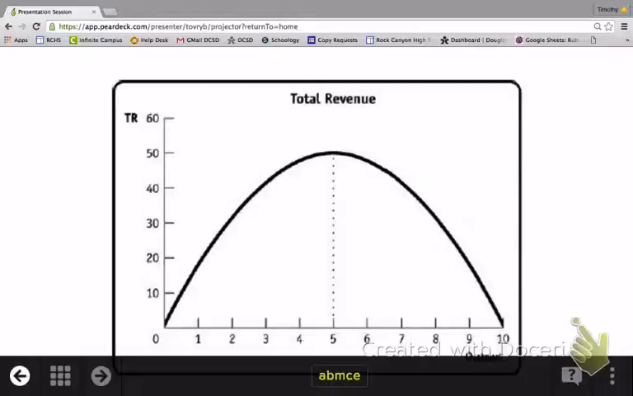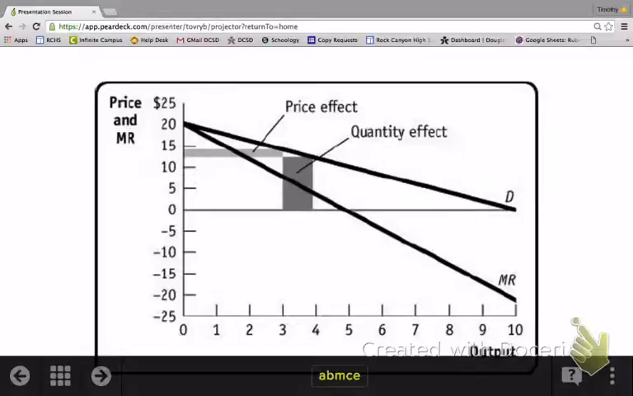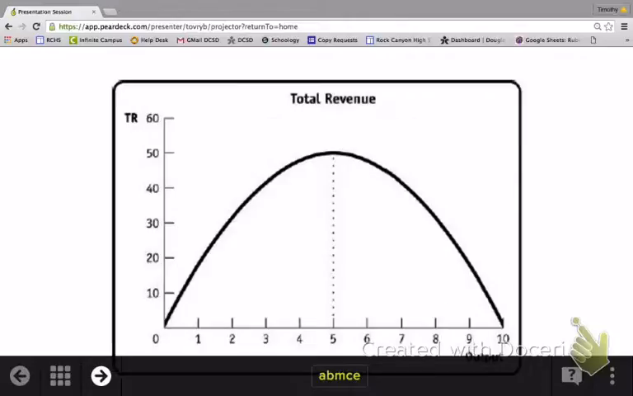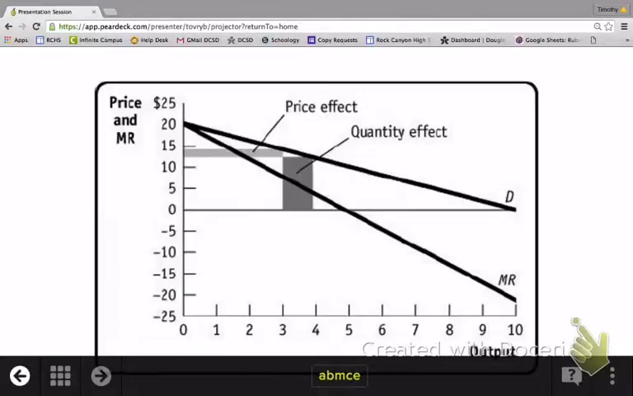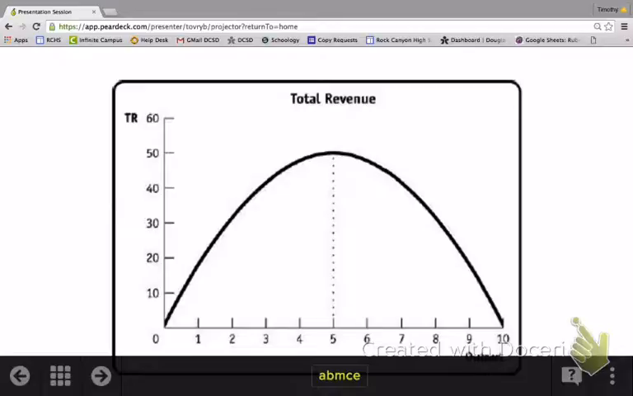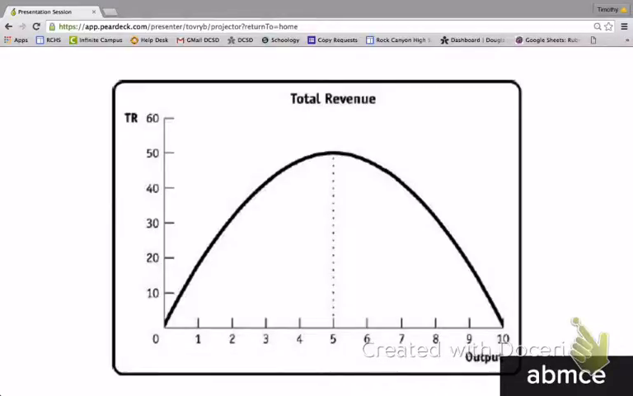If we compare these 2 graphs quickly, it illustrates the relationship between marginal revenue and total revenue. Marginal revenue is the slope of the total revenue curve. From units 0 through 5, you see marginal revenue is positive and total revenue is rising, upward sloping. But beyond the 5th unit, marginal revenue is negative and total revenue is falling, or downward sloping.